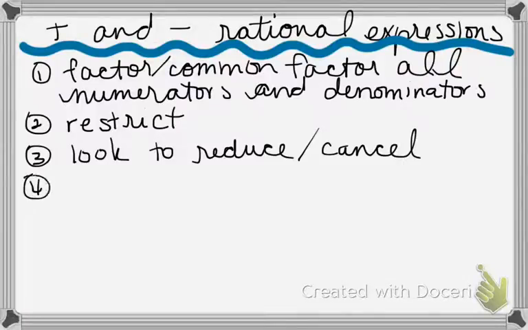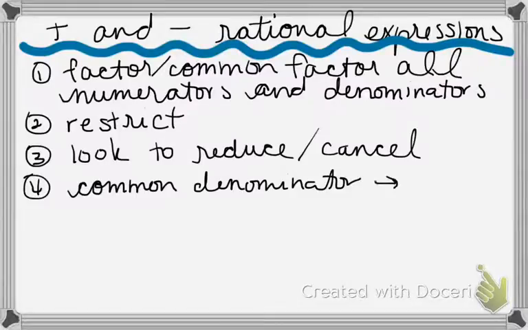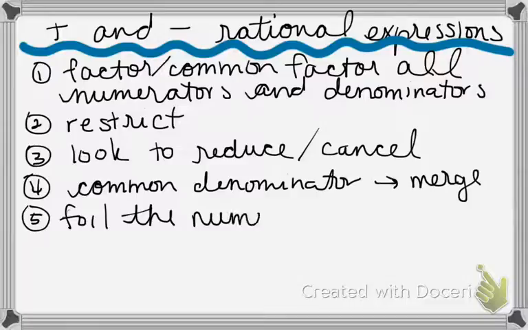Okay, if not, the main thing that you need when you're adding and subtracting rational expressions is a common denominator. Okay, so you're going to create a common denominator. Okay, and when you've created that common denominator, you're going to merge the fractions into one fraction. Okay, once you've done that, you're going to FOIL the top. So FOIL the numerator. Okay, and simplify. Okay, gather like terms.